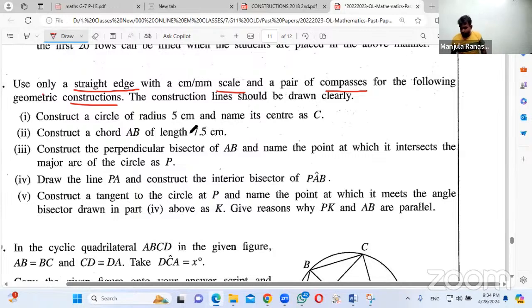So you can also do it with me. Right. So first one, draw a circle of radius 5 centimeter. So I draw a radius 5 centimeter circle here. Right, see there.